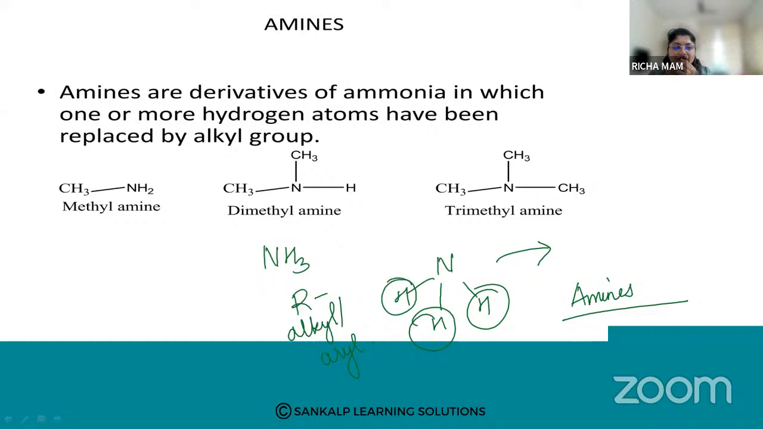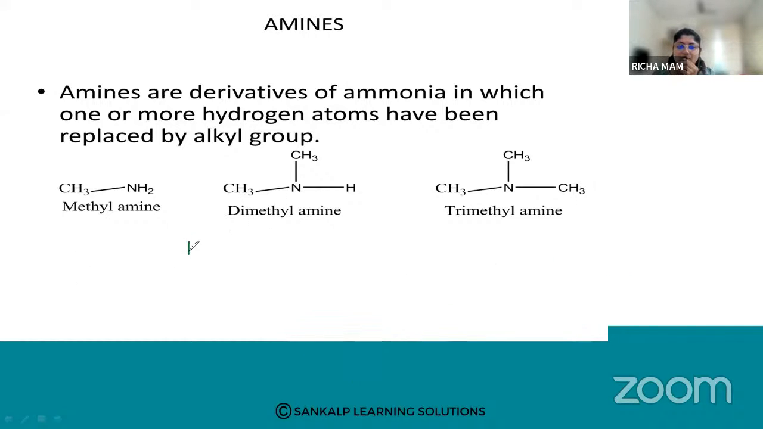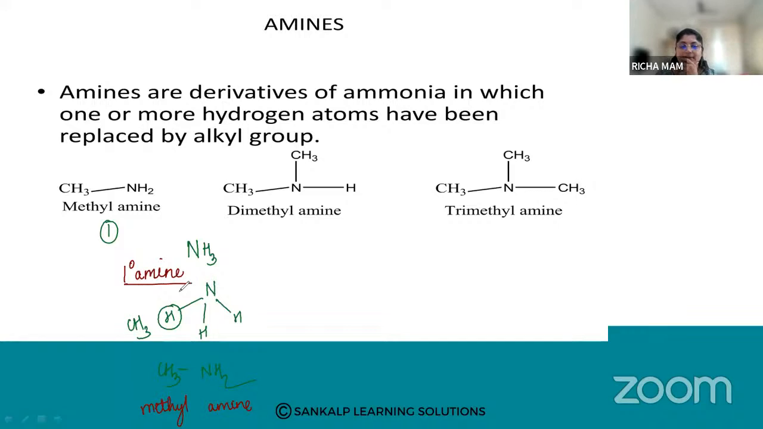So remember this thing. Here they have represented it. Here you can see, this is our NH3, that is N, H, H, and H. What we have done in the first one is that one of the hydrogens is replaced by a methyl group. So it becomes CH3NH2. What is the name? It is methylamine. So this is our primary amine. Why? Because one of the hydrogen atoms is replaced by a methyl group.